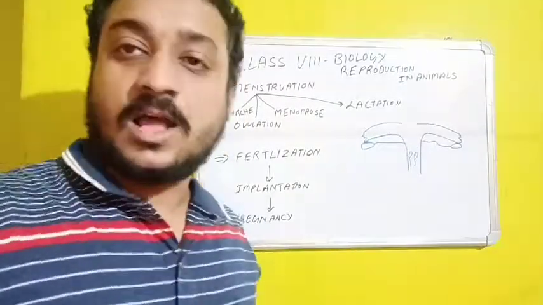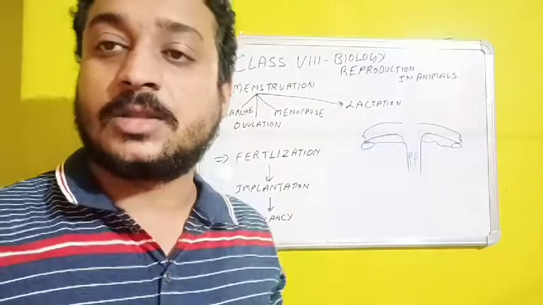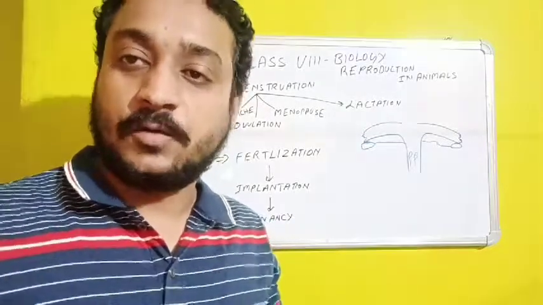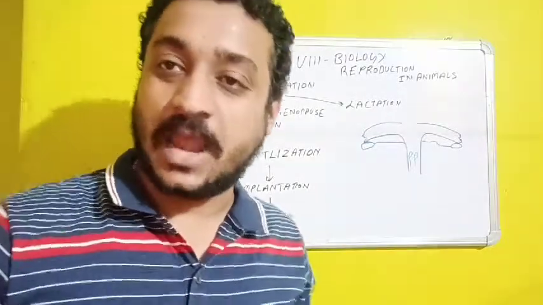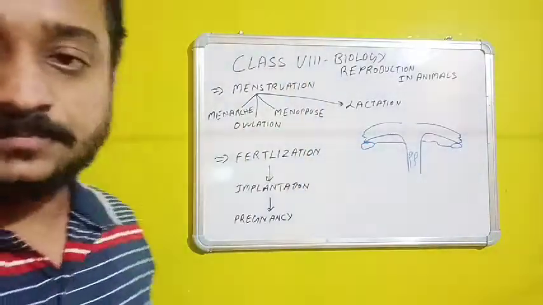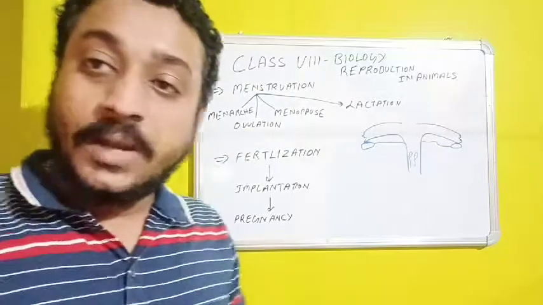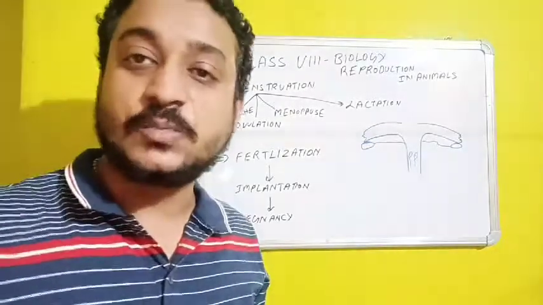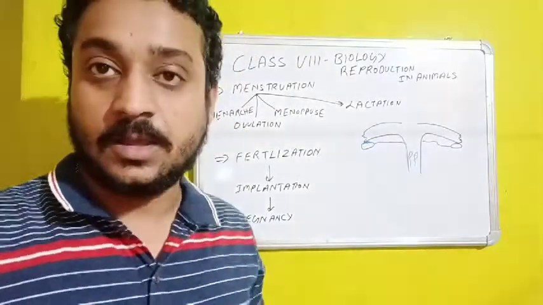This video is for class 8 biology. Today's chapter, we have started the chapter reproduction in animals, and today's topic is menstruation and fertilization. Now, before going to menstruation and fertilization, first we need to know what is menstruation.